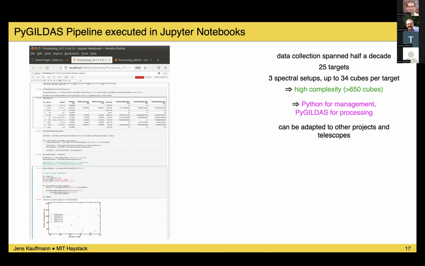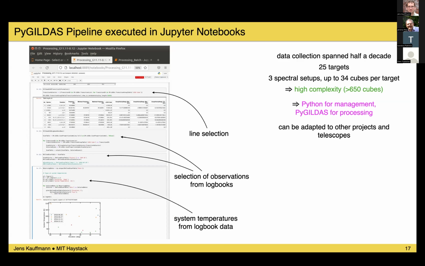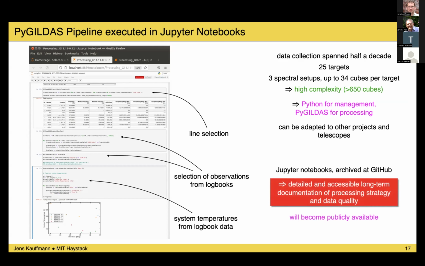We are using Python for management of the processing of the pipeline, and PyGelders for the actual heavy lifting. And without going into the details here, we are essentially, in the end, generating Jupyter notebooks that document the entire data processing, and they get archived to GitHub, where they can be accessed long term to actually exactly understand how a specific data set was processed.